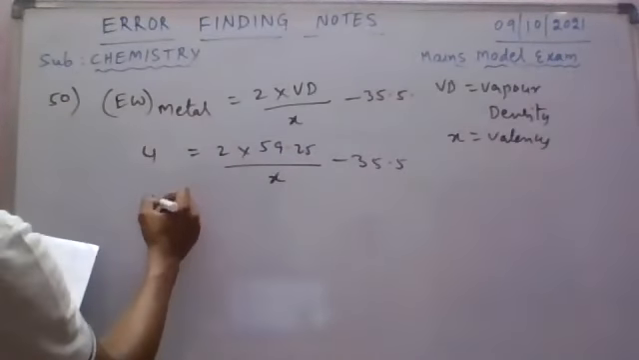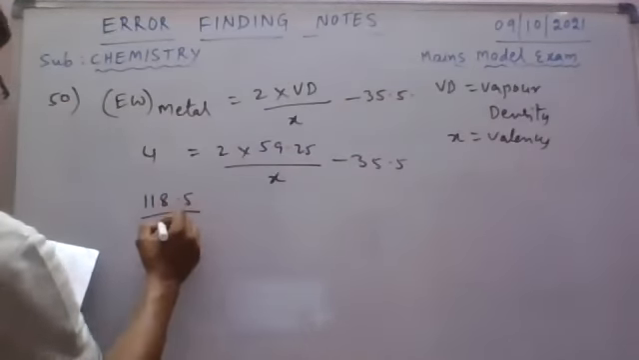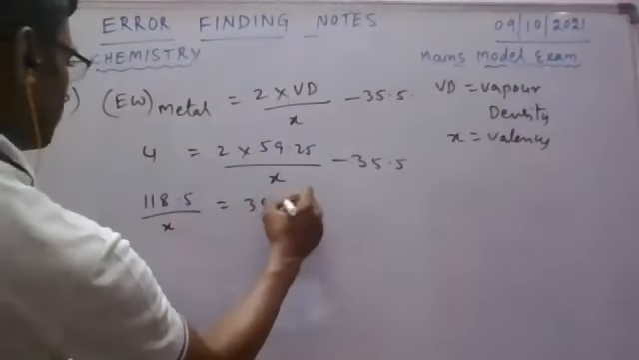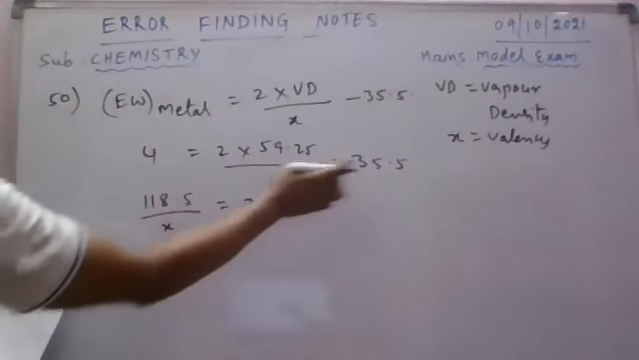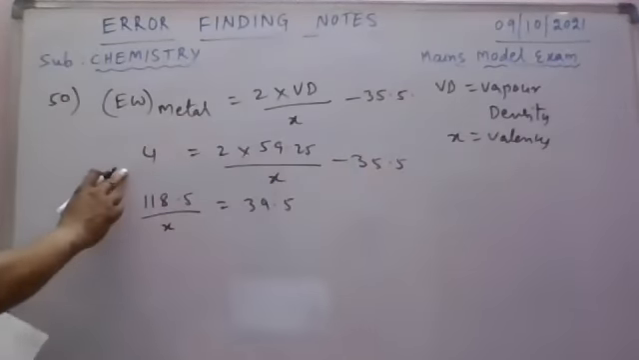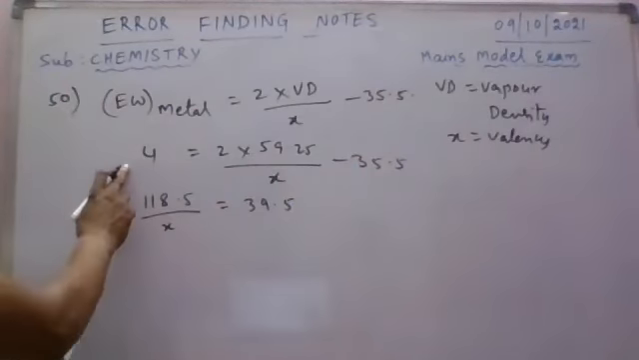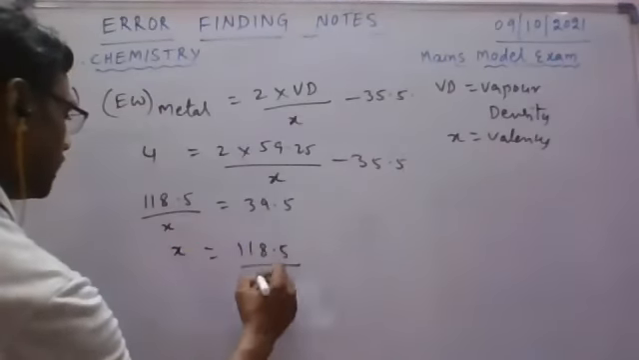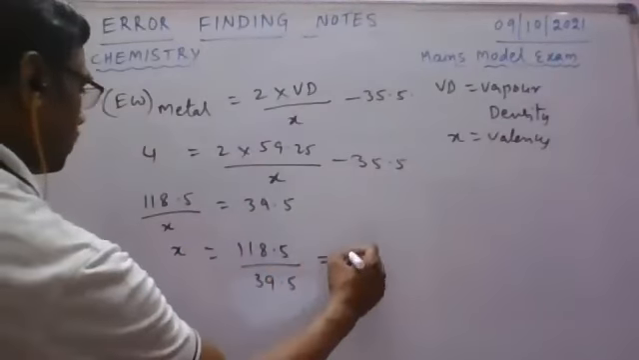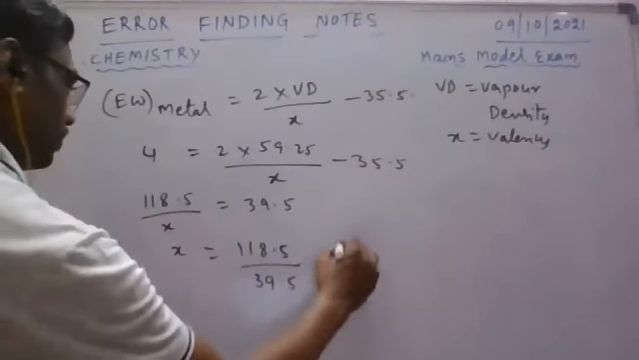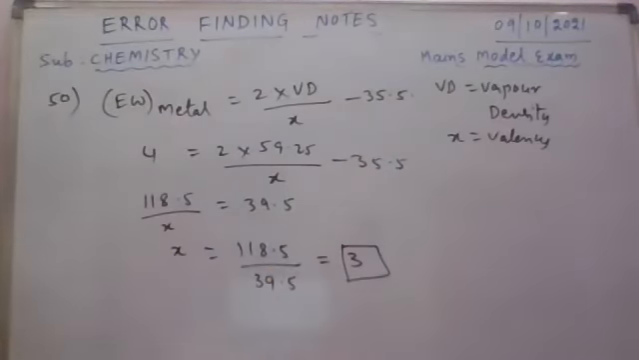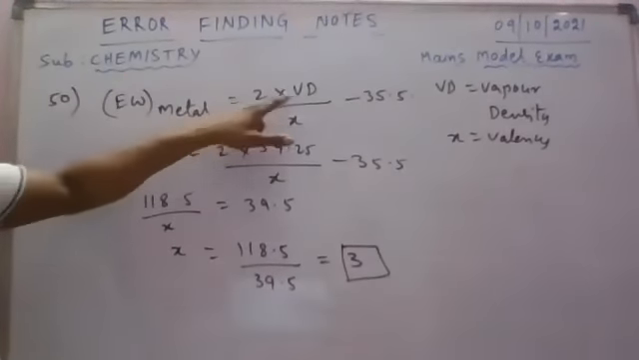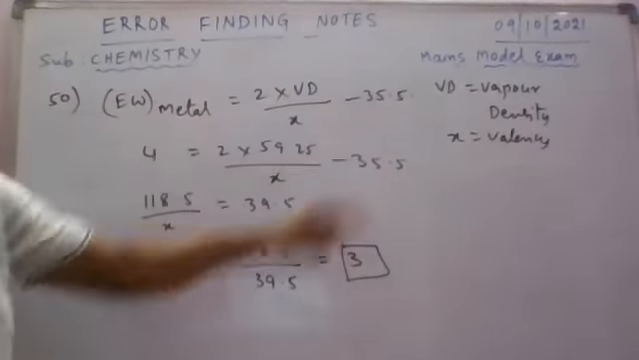Okay, if you simplify this, here 118.5 by X is equal to 39.5. Here this 35.5 comes to the LHS as plus 35.5. So 39.5 X is equal to 118.5, so X is equal to 118.5 by 39.5. That is equal to 3. Valency 3. Equivalent weight of metal is equal to 2 into vapor density by X minus 35.5.